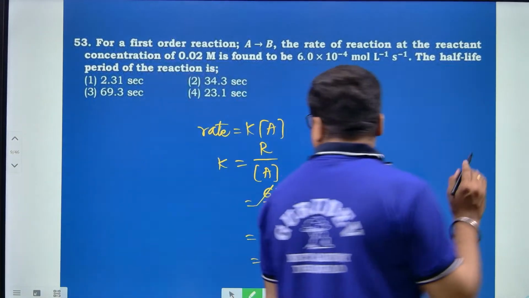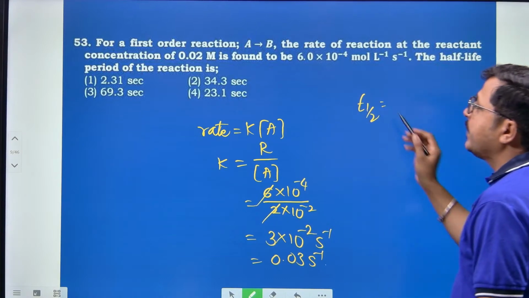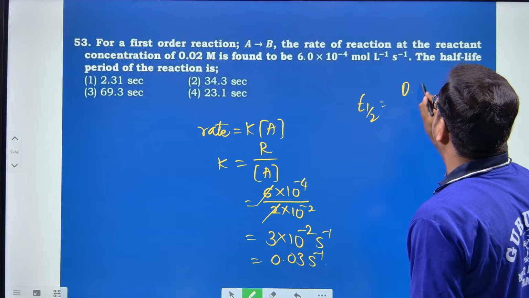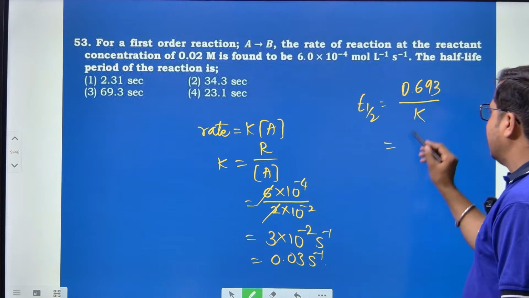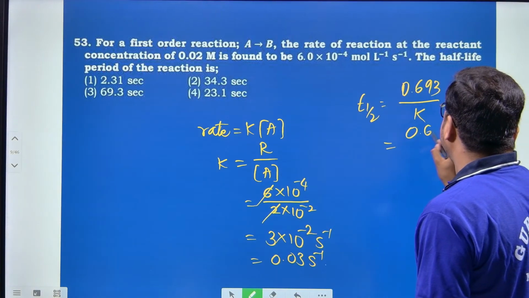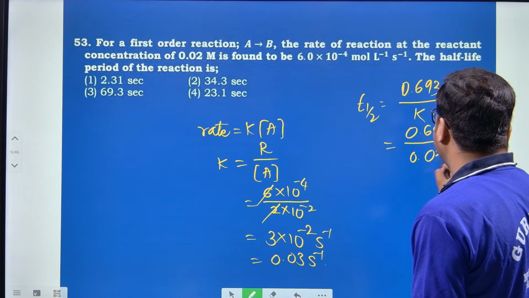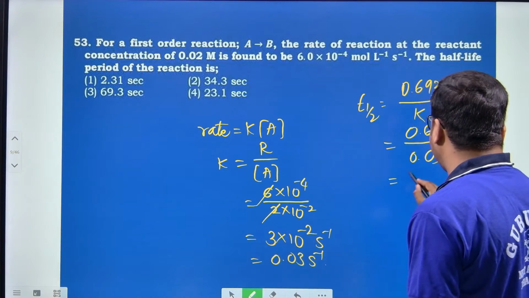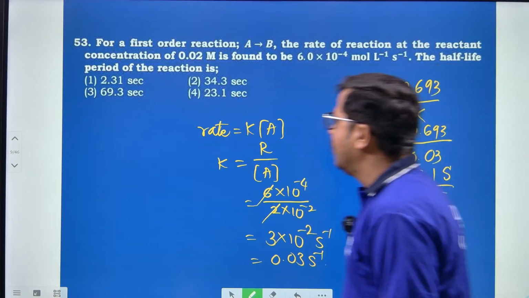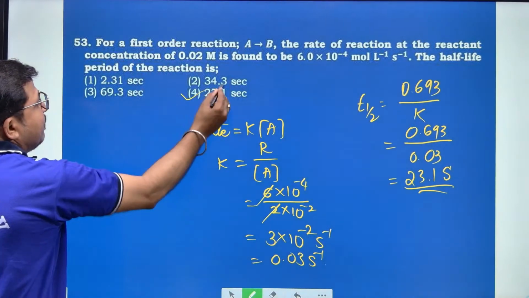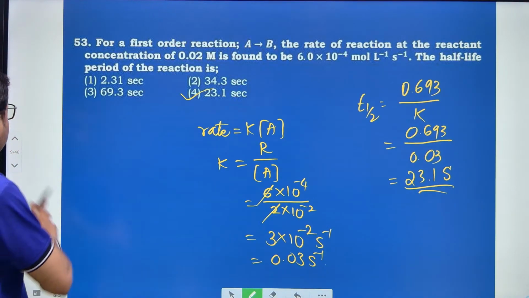Okay, next the half-life period. T half is equal to how much? That is 0.693 divided by K. The K value is 0.03. This becomes 23.1 seconds. So this will be the answer. Look here, 23.1 is option number 4. Option number 4 is the right answer.